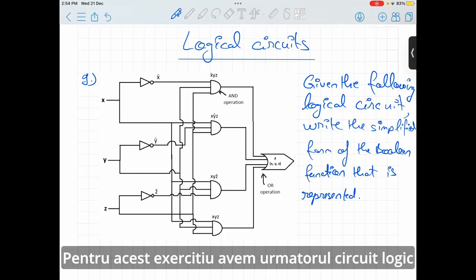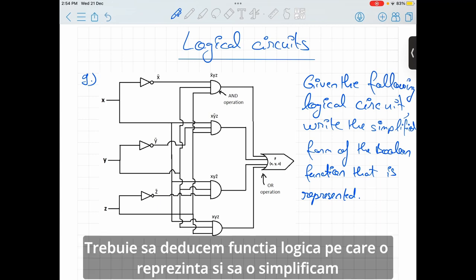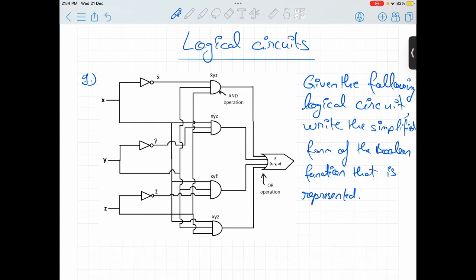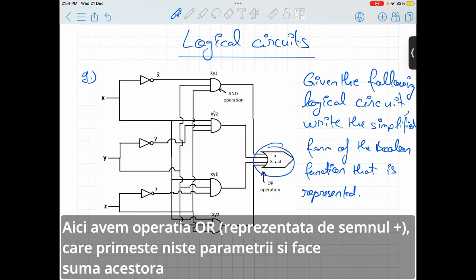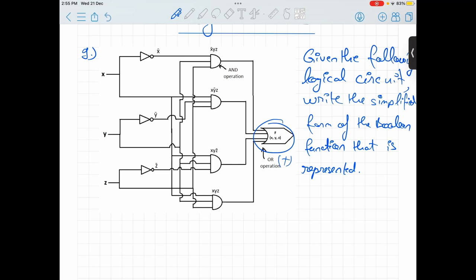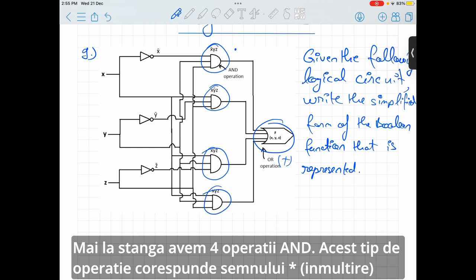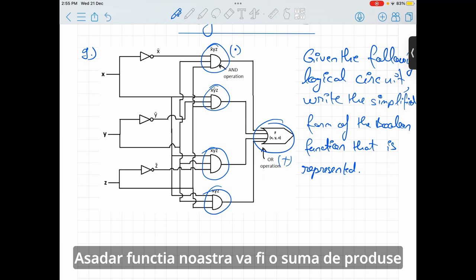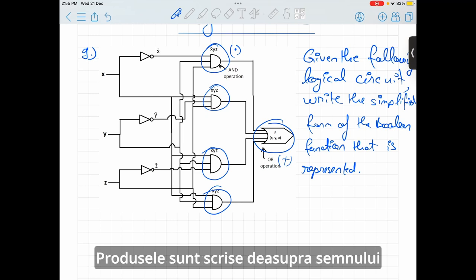In this exercise, we have the following logical circuit. And we have to write the simplified form of the Boolean function that is represented here. We see that here we have the OR operation, which we know is represented by the plus sign, and here we have four AND operations, which we know that the AND operation is represented by a multiplication. So our function will actually be a sum of four multiplications, and the multiplications are actually written here.